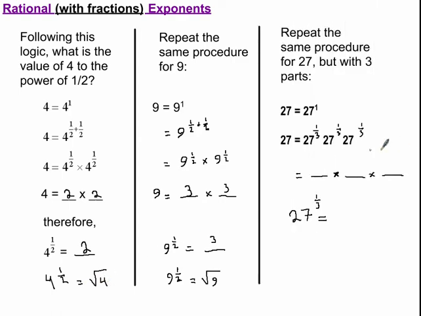But what if we do this with 3 numbers? So 27 is equal to 27 to the power of 1, and 1 is equal to a third plus a third plus a third. I skipped a step here, and I know that these will be like bases: 27 to the power of a third times 27 to the power of a third times 27 to the power of a third. And I need a number that multiplies by itself 3 times to give me 27. That would be 3 times 3 times 3, because 3 times 3 is 9, and 9 times 3 is 27. And therefore, 27 to the power of a third is 3.